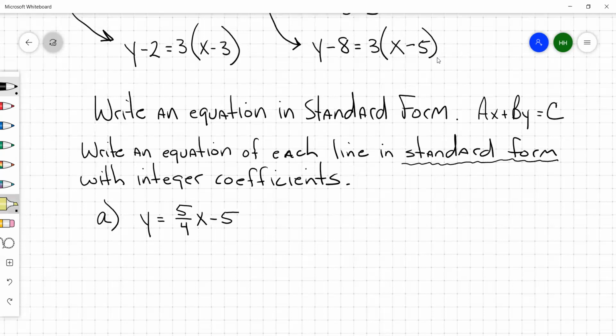And this here is your standard form. There's your standard form. So we need this equation, y equals 5/4 x minus 5, to look like Ax plus By equals C. So what you do here is you have to move this 5/4 x to the other side of the equal sign. So you're going to subtract 5/4 x from each side.